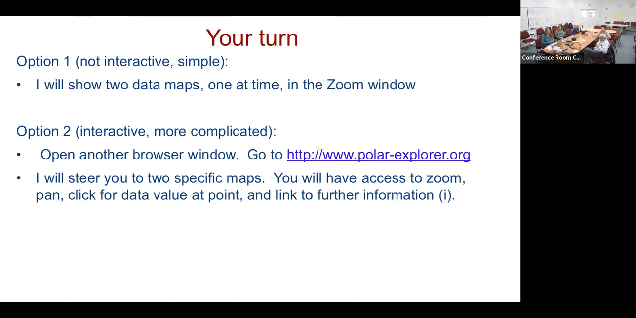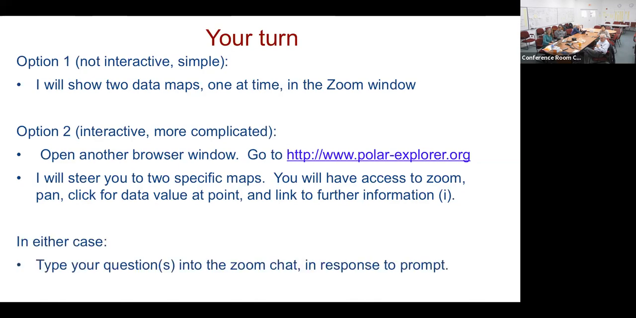You'll be working on the web version, but the interactivity is similar. So you'll have access to Zoom, Pan, click for data value at a specific point, and a link that will take you to further information by clicking on the little eye symbol. In either case, you type your questions into the Zoom chat in response to a prompt that I gave you. Just want to make sure the Zoom chat is set to everyone so everyone can see it.